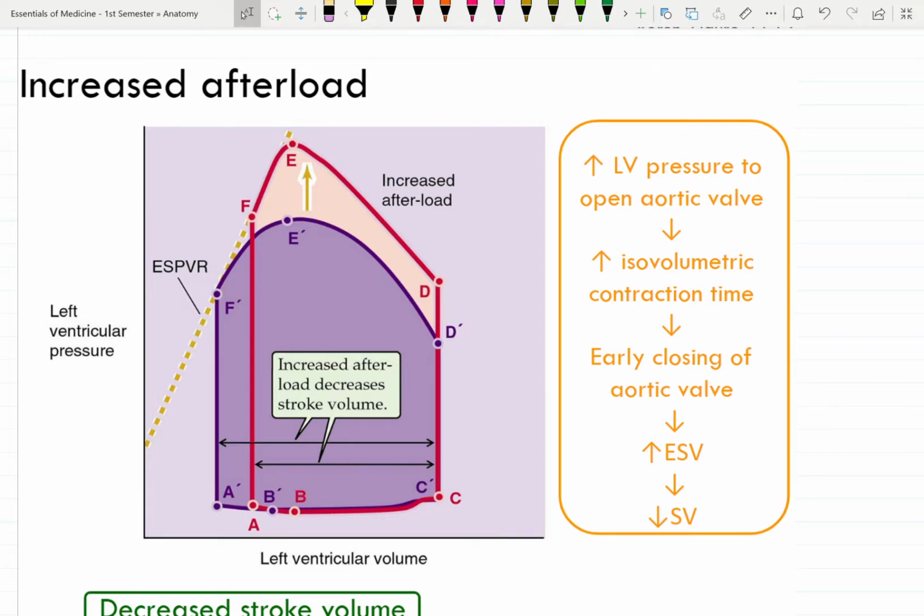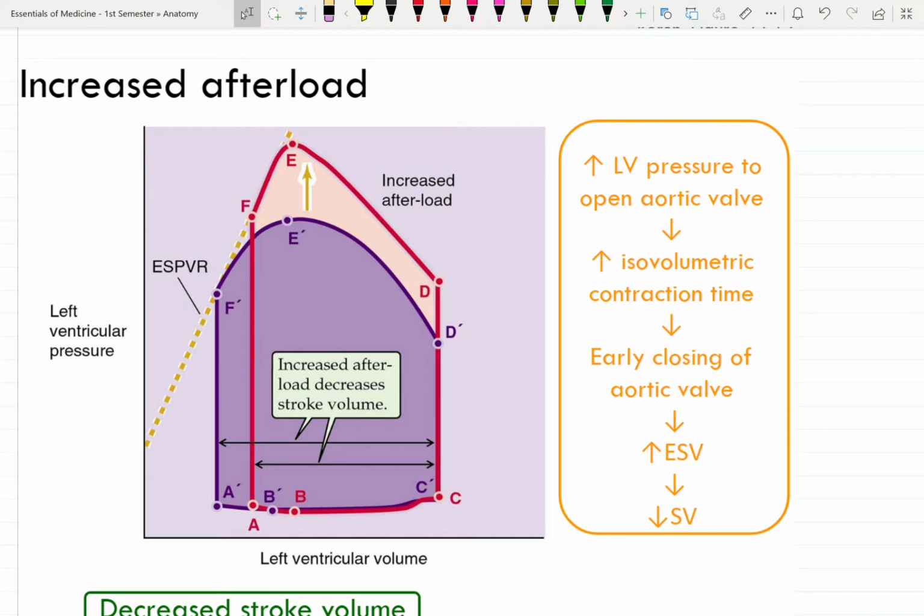Okay, so the second physiological variation that I'm going to be talking about is the increased afterload. The increased afterload can occur due to hypertension. Anything that will increase the aortic pressure can represent as afterload. Okay, and so what does this cause?